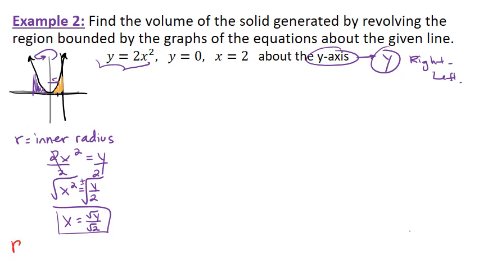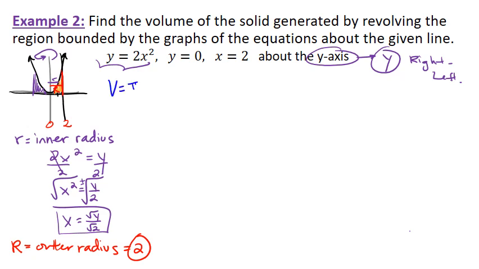I now need to identify my outer radius. Now the outer radius is the distance from the axis of revolution to the outermost portion of my graph. This is big R. So again, right minus left, this is 2 and this is 0. 2 minus 0 is simply 2. So that's a lot easier in this case than finding the inner radius. So now I can go ahead and find my volume equation.